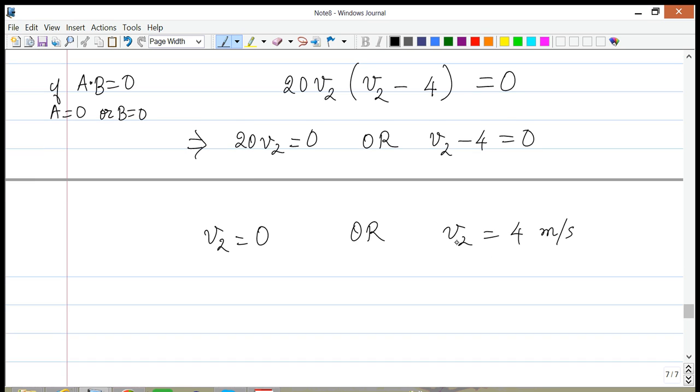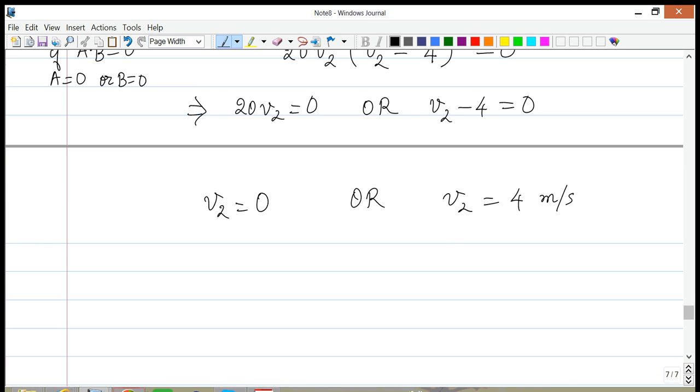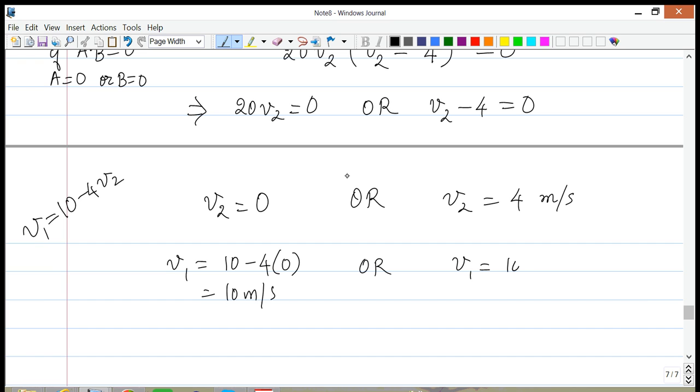So we got one set of solutions, okay? We only found V2. Now our goal is to find V1. If you remember, V1 was equal to 10 minus 4 times V2. Okay, so let's find V1. So V1 is equal to 10 minus 4 times 0, which is equal to 10 meters per second. So that's one option. Or V1 is equal to 10 minus 4 times 4, which ends up being 10 minus 16, ends up being equal to negative 6 meters per second.